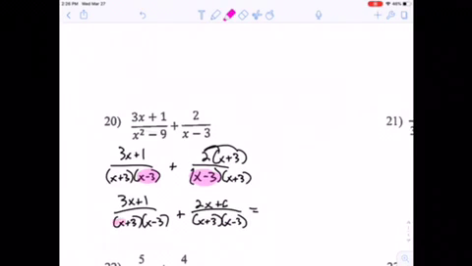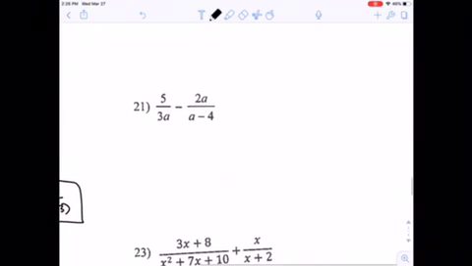Now if you look, our denominators are exactly the same, so now we can combine these, and our answer will have the same denominator of x plus 3, x minus 3, and add them together. 3x plus 2x is 5x, and 1 plus 6 is 7.